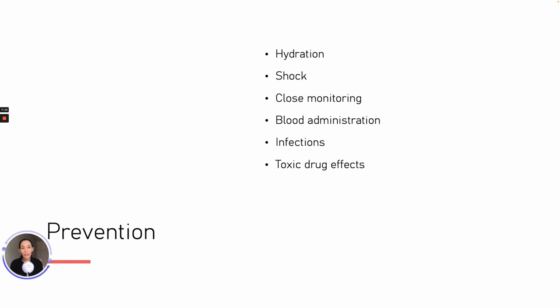Infections: we want to prevent and treat infections because they can progress renal damage. And toxic drug effects: we want to prevent toxic drug effects by closely monitoring doses, durations, and blood levels of all medications metabolized or excreted by the kidneys.